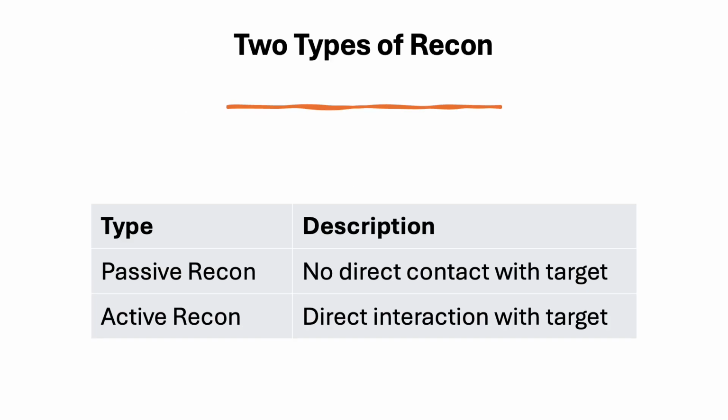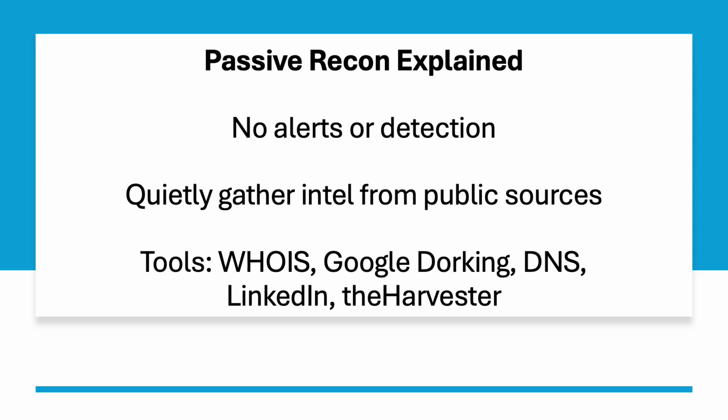There are two types of recon, passive and active. Passive, where we don't touch the target directly, active, where we do interact, like scanning the servers. Let's go deeper into both. Passive recon means collecting intel without alerting the target. We don't scan the targets, we observe from the shadows.